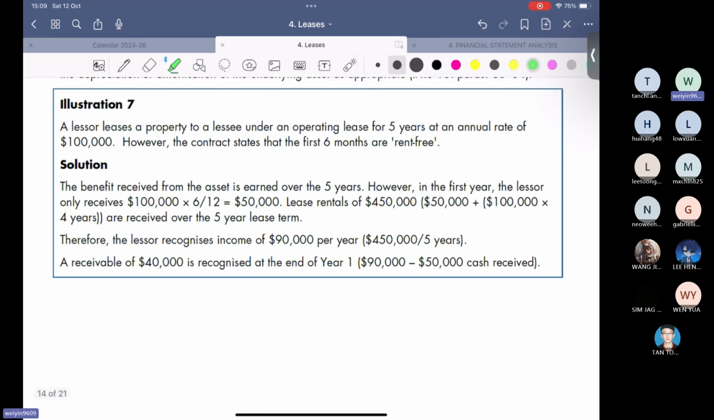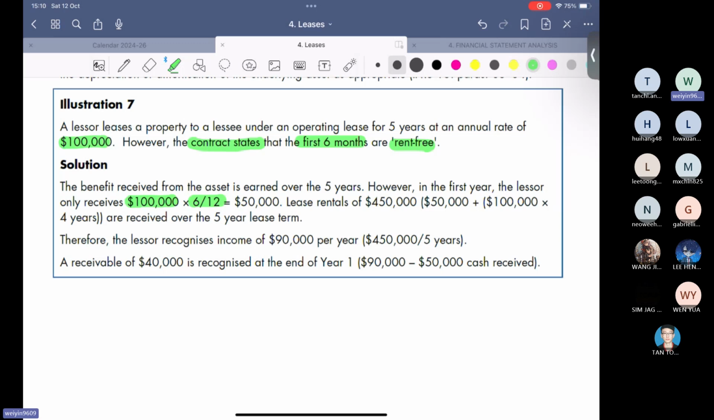So illustration 7: the lessor leases a property to a lessee under an operating lease for 5 years at an annual rate of 100,000. However, the contract states that for the first 6 months, it will be rent-free. So that means for the first 6 months you don't need to pay me, but the rest you still have to pay. Because of this rent-free period, the benefit received from the asset is earned over the 5 years. However, for the first year, the lessor only received 100,000 times 6/12, because the first 6 months are free.